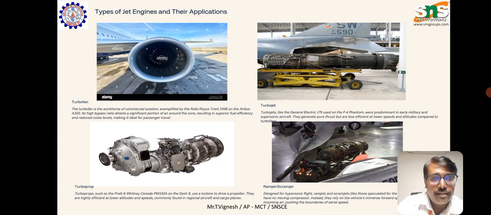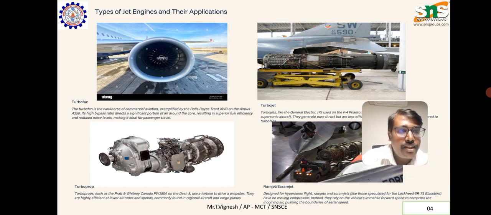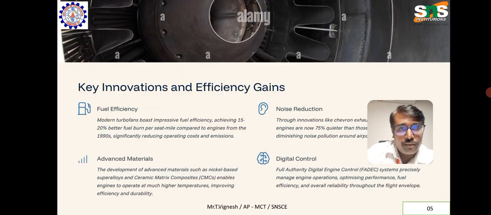And the turboprop uses a turbine to drive the propeller. They are highly efficient at lower altitudes and speeds, commonly found in regional aircraft and cargo planes. Most small aircraft use the turboprop. And the ramjet is designed for hypersonic flight. Ramjets and scramjets are both high speed engines. These are the four types of aerospace jet engines.